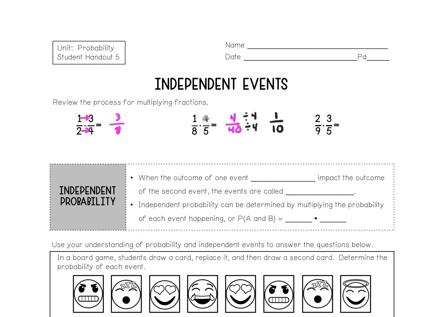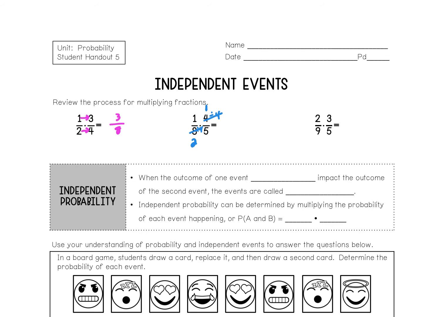There is, however, another way that we can reduce, and it's called cross-reducing, and we would do that before we start multiplying. If we can see that either one of the numerators is a factor of either one of the denominators, then we can cross-reduce. For instance, I can see that 4 is a factor of 8. So 4 will go into itself. So 4 divided by 4 gives me 1. And 8 divided by 4 gives me 2.